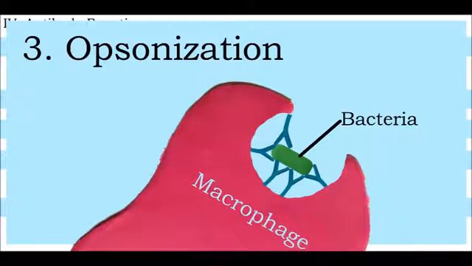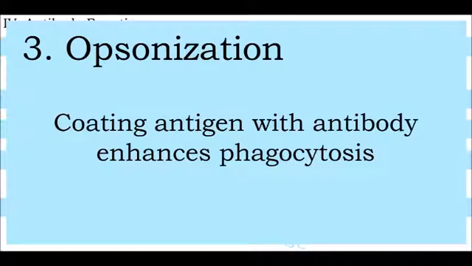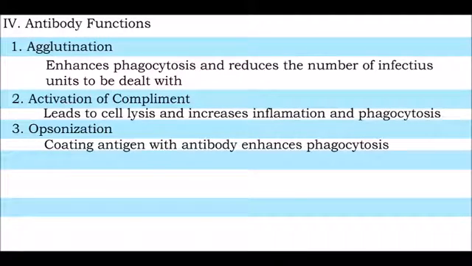3 is opsonization. Did you know that opsin is ancient Greek for side dish or condiment? So just slather some antibodies on my bacteria, son. Good. Opsonization. Coating antigen with antibody enhances phagocytosis.